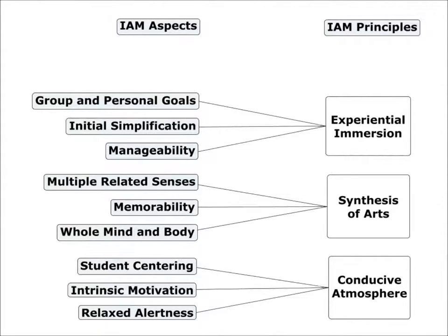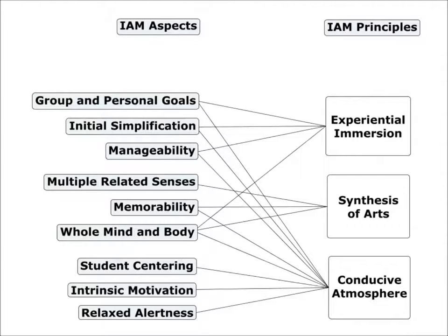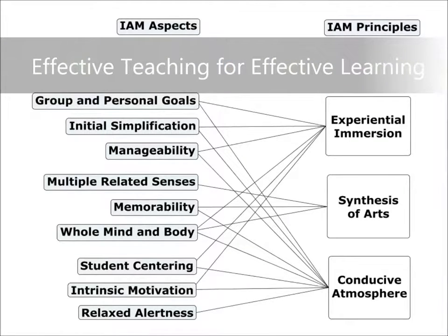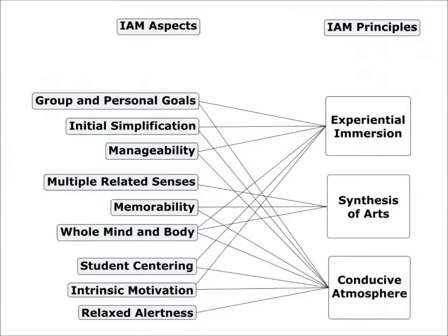The aspects are not independent of one another. Meeting goals using simplification and manageability certainly contributes to a conducive atmosphere, as does memorability in general. Nurturing the whole mind and body contributes to experiential immersion and a conducive atmosphere. And finally, student centering and intrinsic motivation help with experiential immersion. A pedagogical aspect may effectively follow multiple principles because they are all aimed at effective teaching for effective learning. They are effective because they leverage physiological, psychological, and emotional causes of learning to enhance teaching with recognition of how different students learn differently.